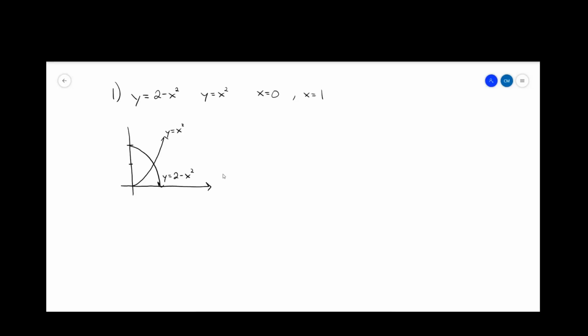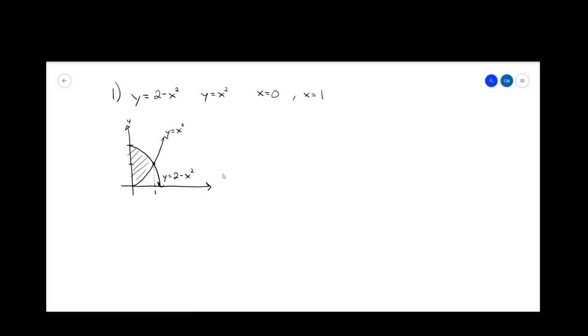Now they're telling us to find the area between these two curves between 0 and 1. That's why I started at the y-axis. And then up to 1, well, it turns out that they actually do intersect each other at 1. So if you plug 1 into both of these functions, you find that you get 1 in both situations, right? So that means this right here is actually the point of intersection. What we're looking for is this area right here then. That's what we're after. What is that area?